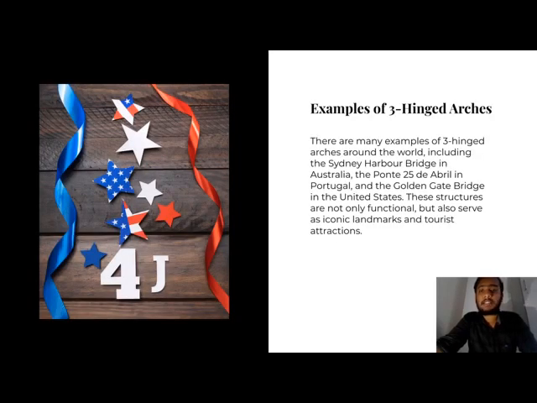Examples of three-hinged arcs. There are many examples of three-hinged arcs around the world, including the Sydney Harbour Bridge in Australia, the Ponte 25 de Abril in Portugal, and the Golden Gate Bridge in the United States. These structures are not only functional but also serve as iconic landmarks and tourist attractions.